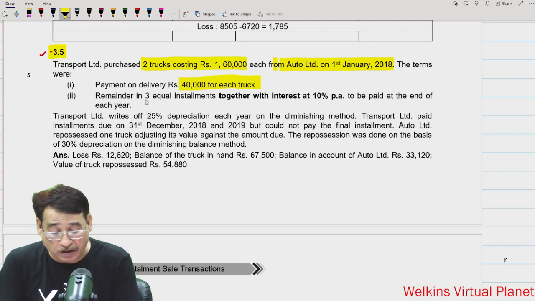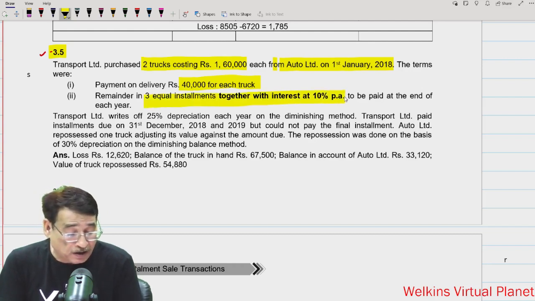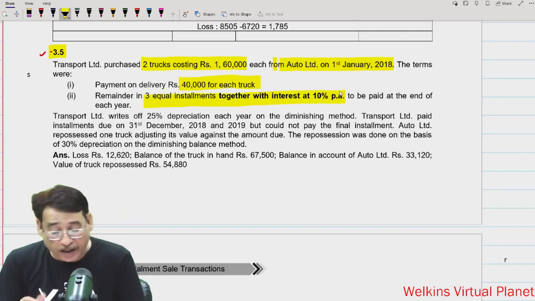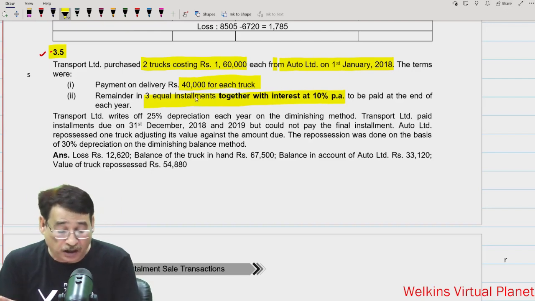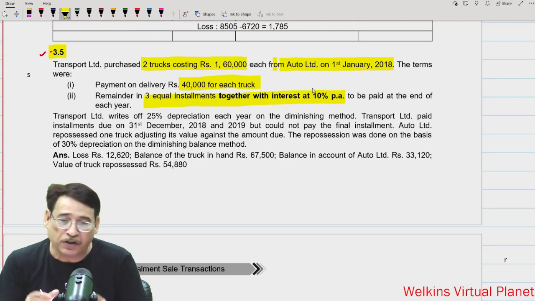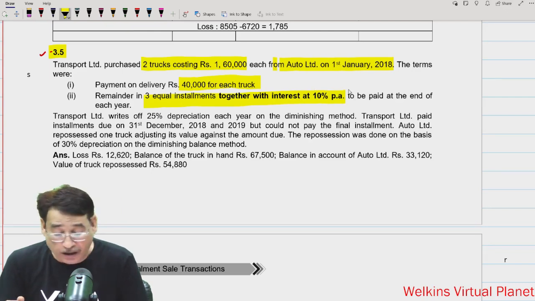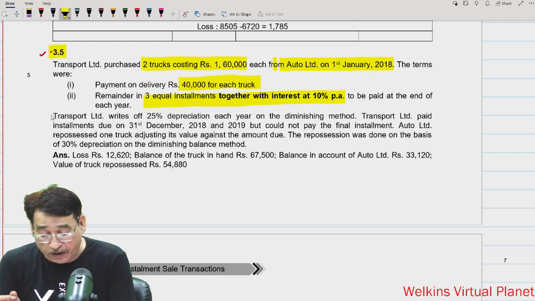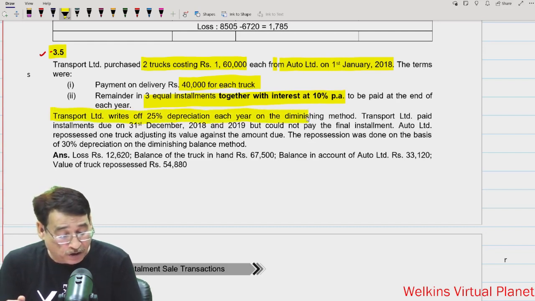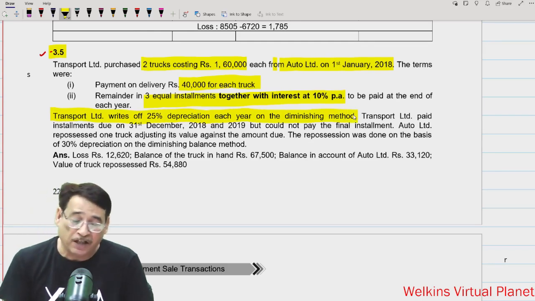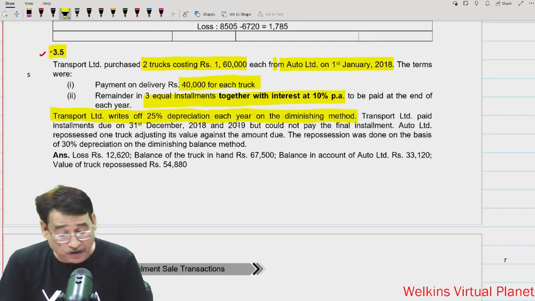Whatever balance is there is to be paid in three equal installments together with interest at 10% per annum. So this time you will have to find out the gross installment, because the remainder is in three equal installments together with interest at 10% per annum, to be paid at the end of each year. Further, it is mentioned that Transport Limited writes off 25% depreciation each year on diminishing balance method. Transport Limited, the hire purchaser, has a rate of depreciation of 25%.